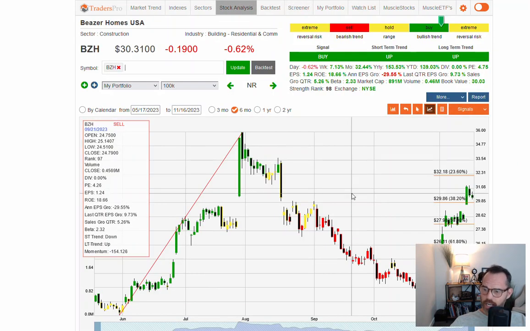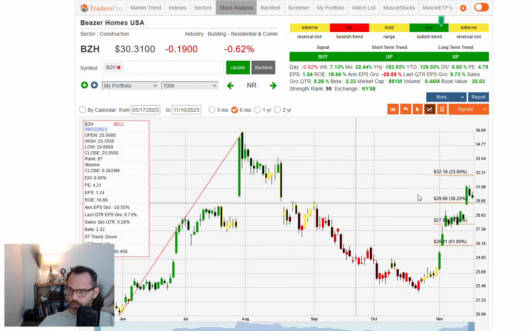Beazer Home, for example, moved off the low and then moved higher. I wonder if I can move this guy over here. Oh, there we go. So we've got this uptrend taking place.